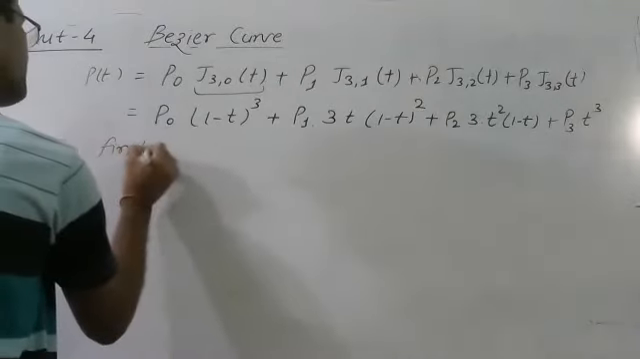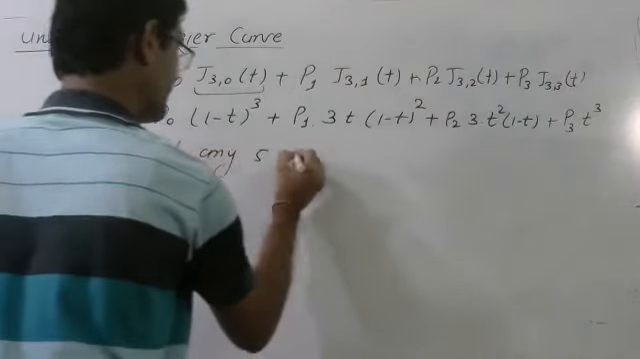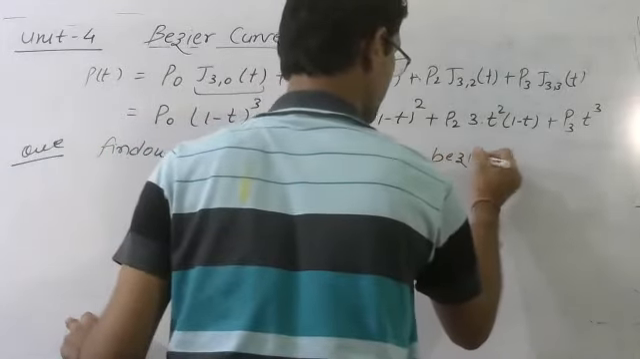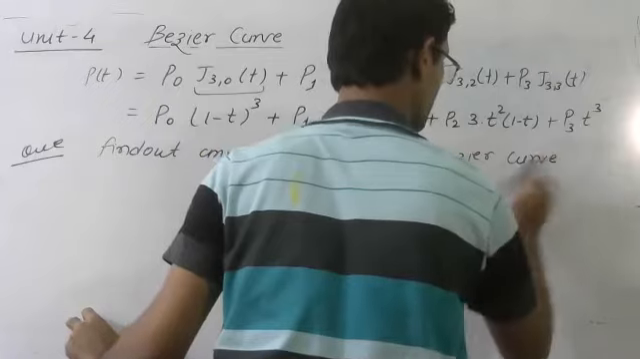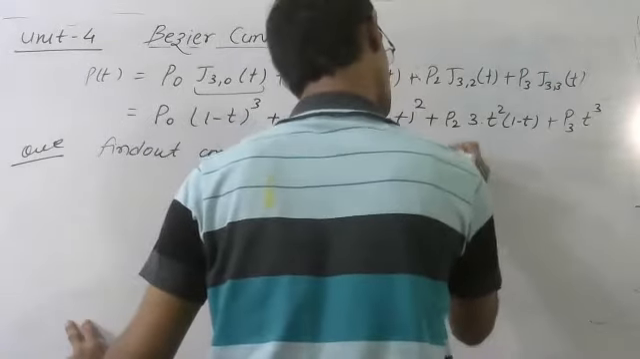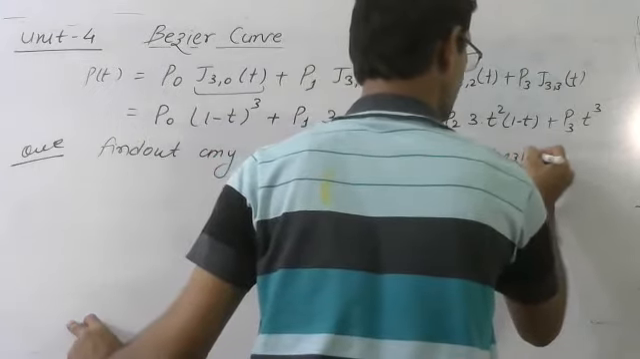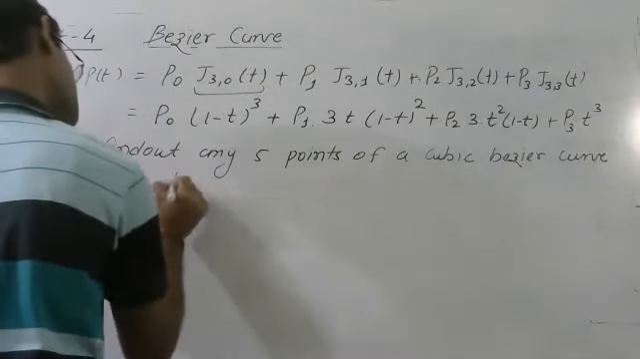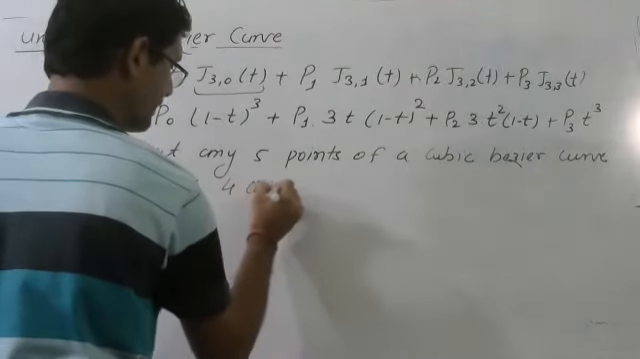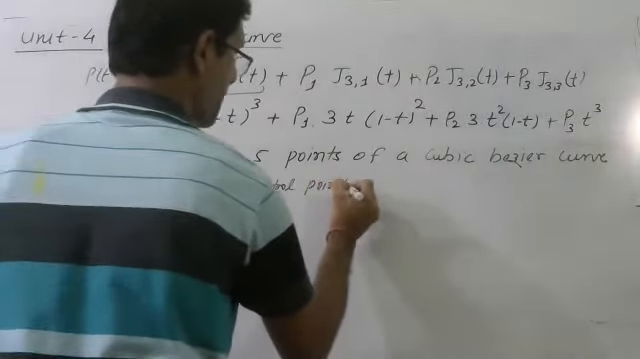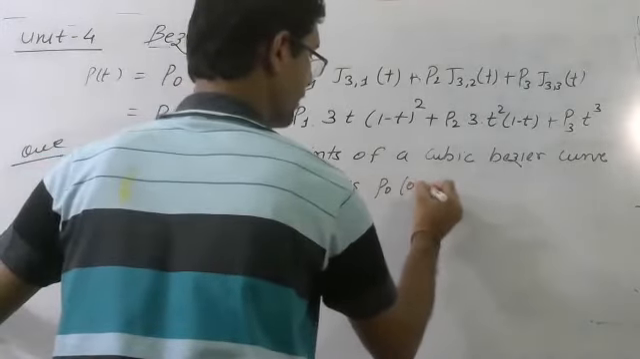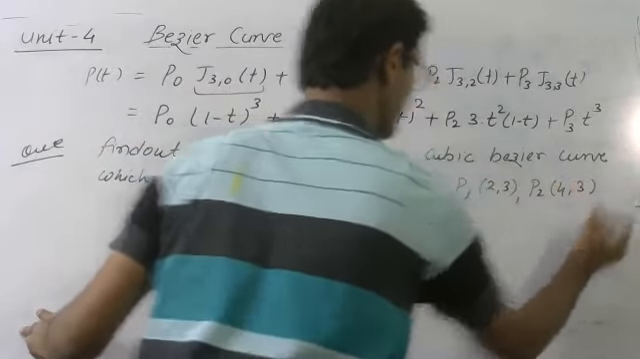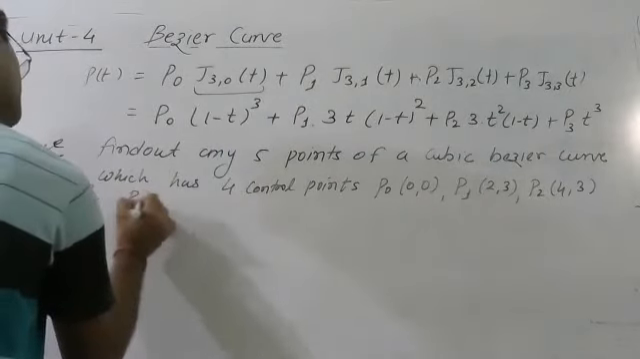Find out any 5 points on the curve, any 5 points of a cubic Bezier curve which has four control points: P0 is equal to (0, 0), P1 is equal to (2, 3), P2 is equal to (4, 3), and P3 is equal to (6, 4).